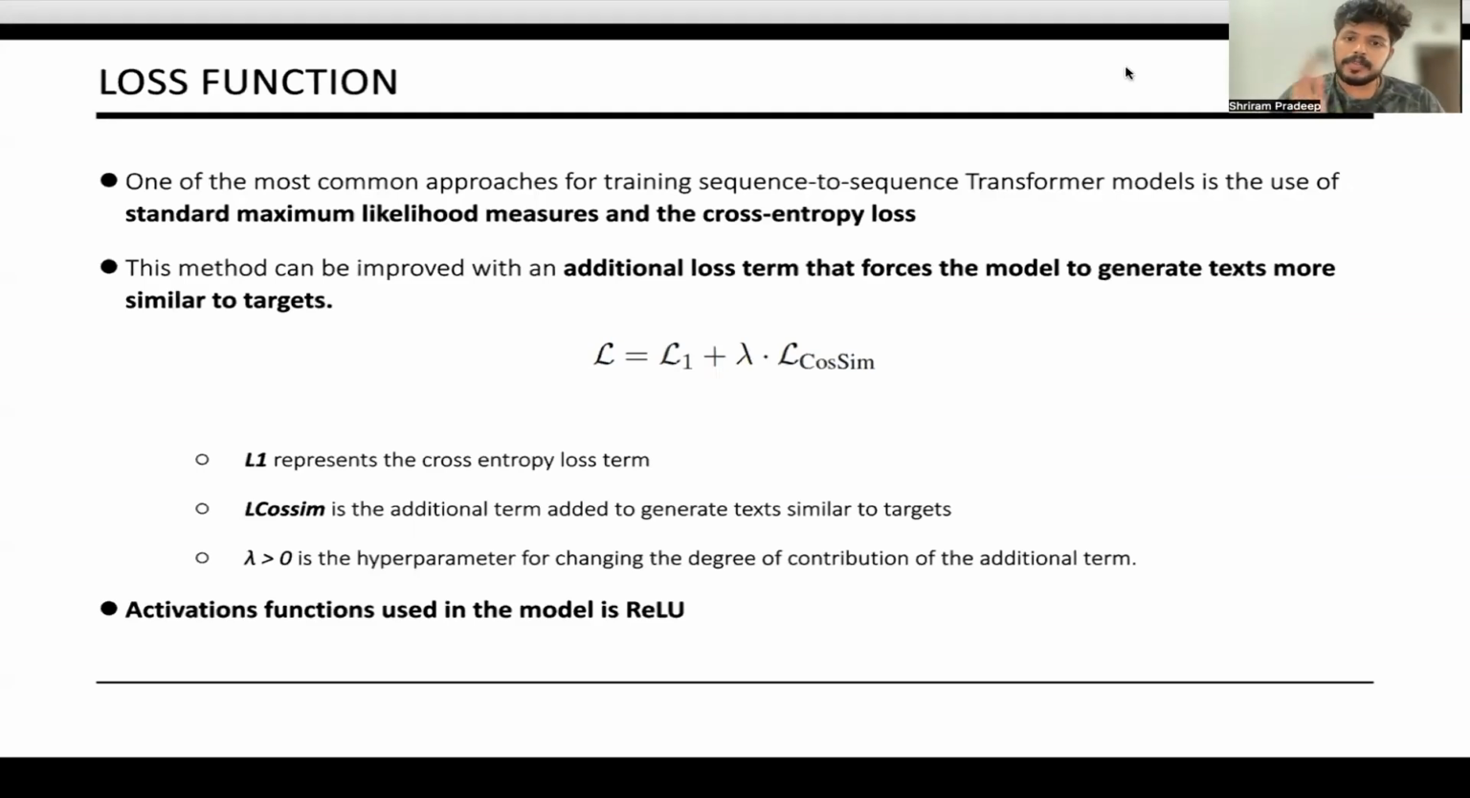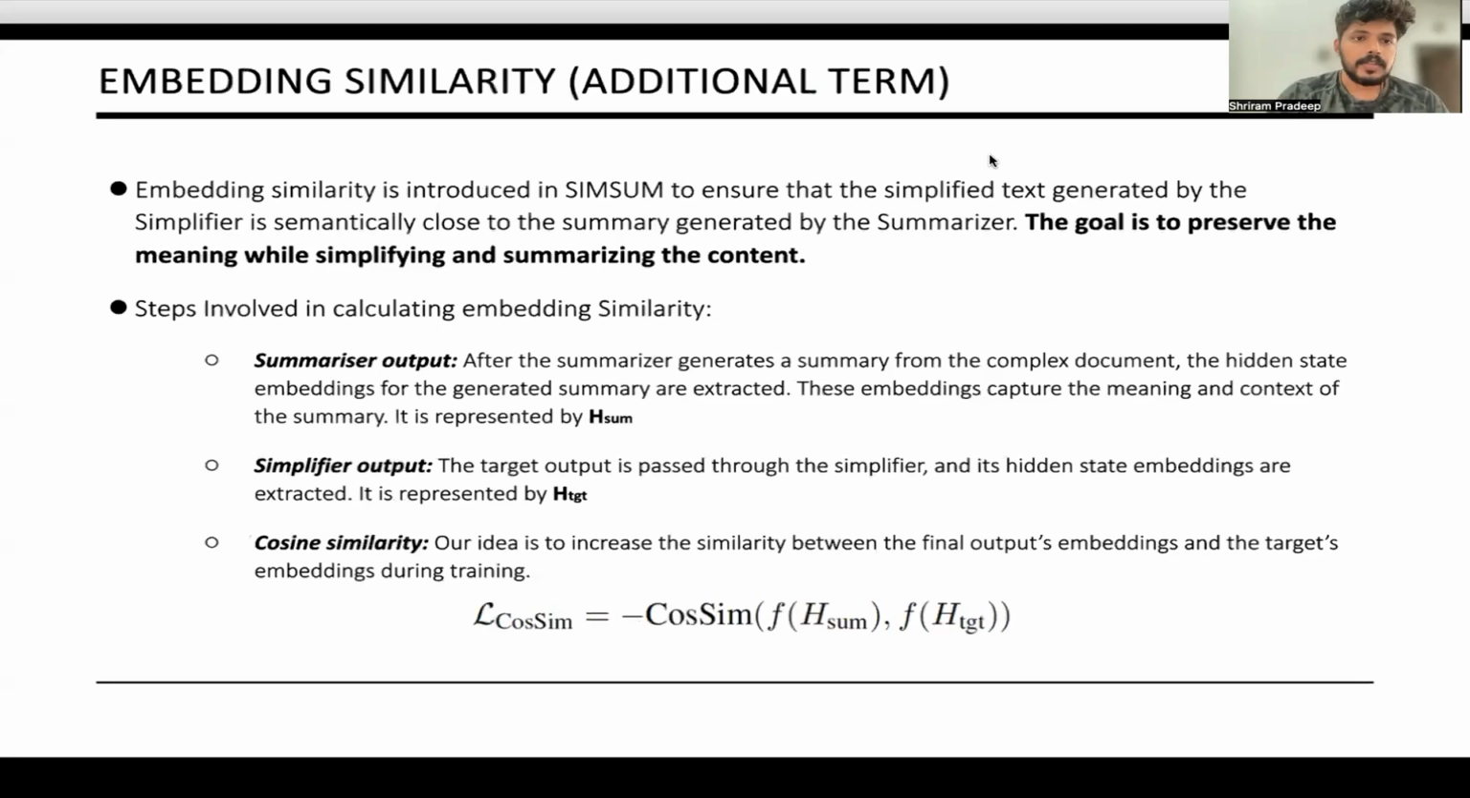Generally, for transformer models, we use cross-entropy loss. But in this case, we use an additional term based on the cosine similarity, called L-cossim. I'll talk about what this is, and there is an additional lambda parameter to control the importance of the L-cossim. ReLU is used as the activation function for the model. The goal of the additional term is basically to simplify the text, but make sure that the summarized text or the final text is not too different from the initial text that we have. So this uses the cosine similarity between the embedding of the last layer of the summarizer and the embedding of the last layer of the simplifier, and makes sure that they are close enough.